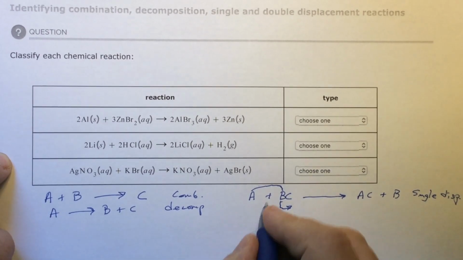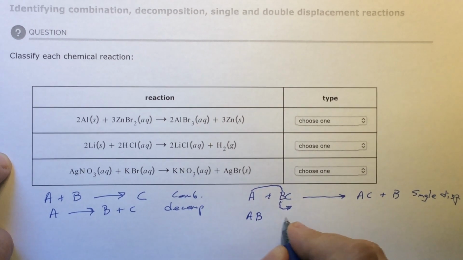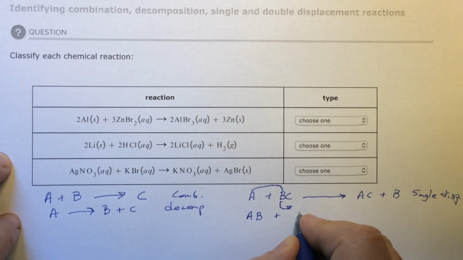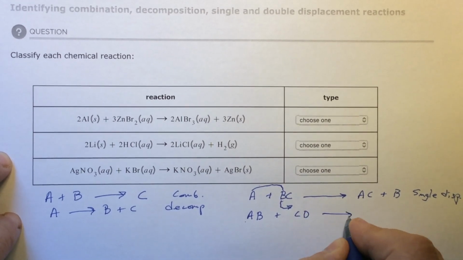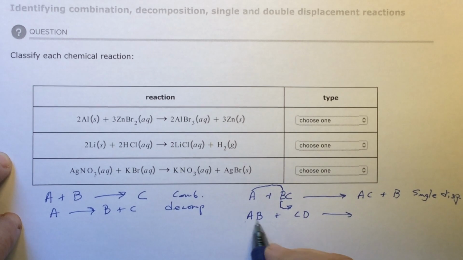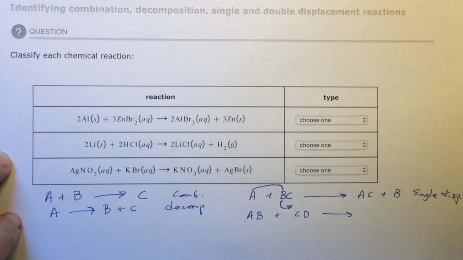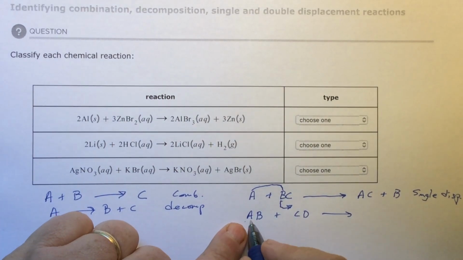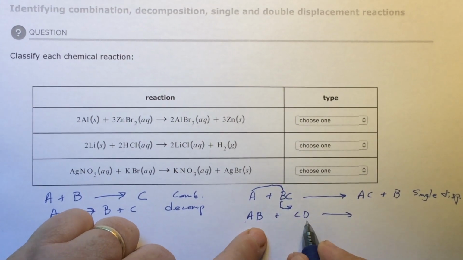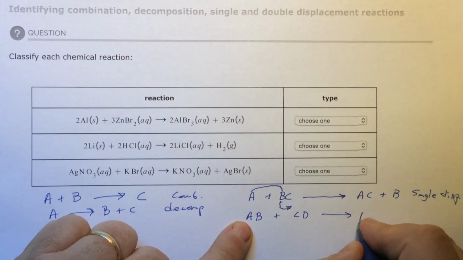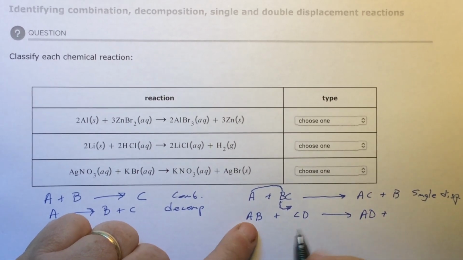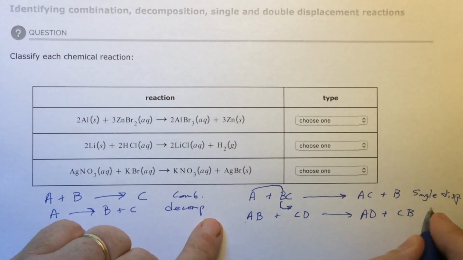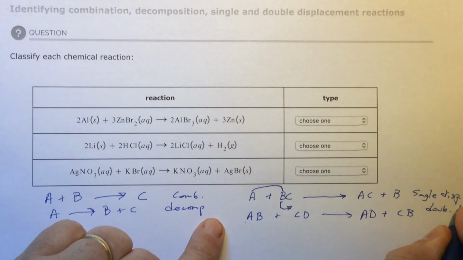And then double displacement is where you have two sets of compounds, each a binary compound with a cation and anion, AB plus CD. And they switch. So the cations switch, or the anions switch, so switching partners. Here's your positives, here's your negatives. So A is now going to combine with D, and then C, which is your other cation, is going to combine with B. This is a double displacement.